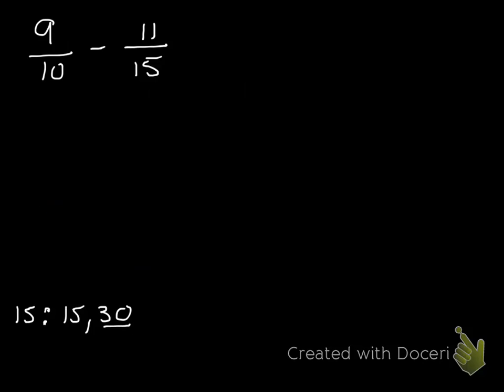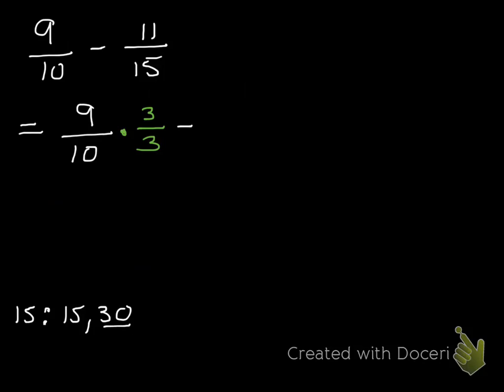I'm going to do this a little differently than the last one. We're going to do it all in line, as opposed to writing the equivalent fractions on a separate line. In order to make a 10 into a 30, I need to multiply 10 by 3. So 9 over 10. Anything we do to the top of a fraction, we need to do to the bottom.